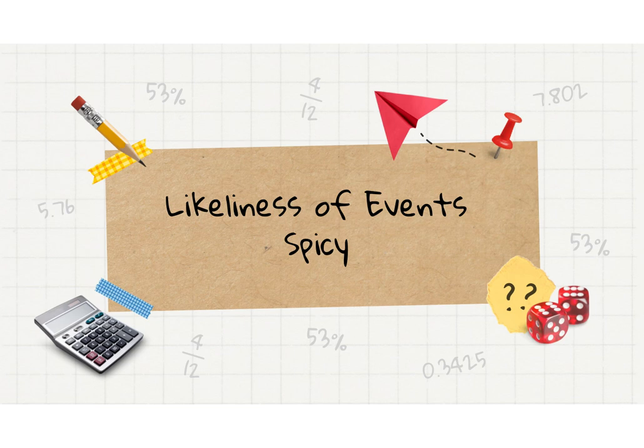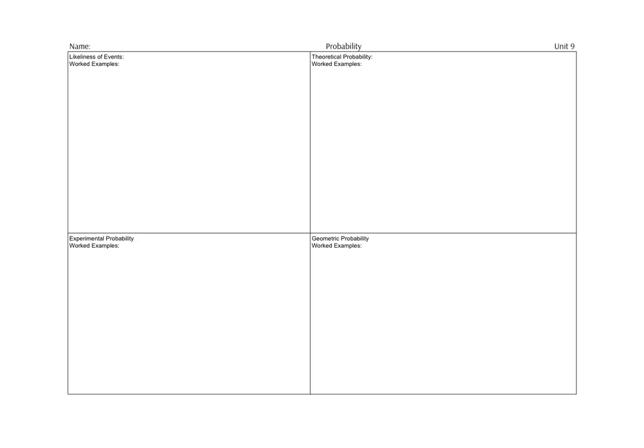Here is our first topic for Unit 9. It's the likeliness of events, and this is our spicy video. We will be in this upper left-hand corner where it says likeliness of events. There is some vocabulary you will want to write down to make sure that you have it, and then we'll go through a couple examples.